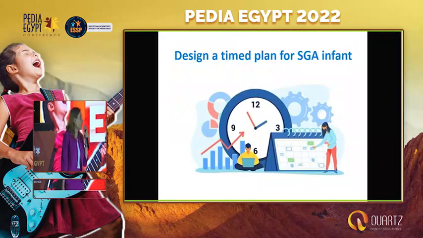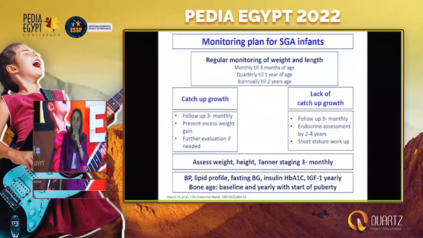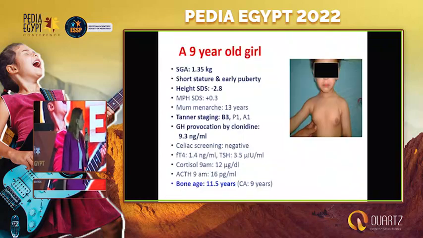So we need to design a timed plan for SGA infant. And here you can see the timings when we need to take an action. We need to do regular monitoring of weight and length monthly till the 3 months of age. If the child is catching up, avoid excess weight gain to avoid metabolic syndrome. If there is lack of catch-up, do endocrine assessment and start growth hormone if necessary. And don't forget to measure the blood pressure, lipid profile, blood glucose, insulin, A1C, and the bone age as well.